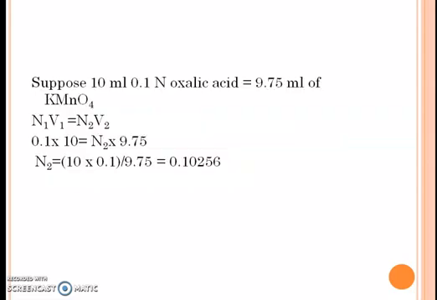Now suppose 10 ml of 0.1 normal oxalic acid has reacted with 9.75 ml of KMnO4. So by keeping all the values, we can find out the normality of potassium permanganate.